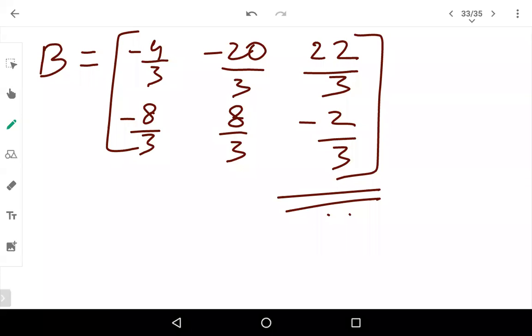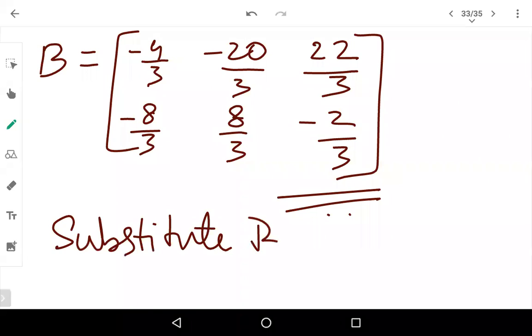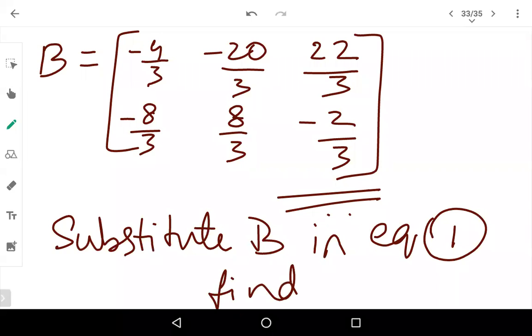No. Okay. So this is not the end of the problem. There is still more. We'll continue in the next class. Now we have found out B, right? So you have to substitute this B value in equation 1 and find A. Give it a try. I'll also do it in the next class. Okay, so we'll stop here for today. Thank you, students.